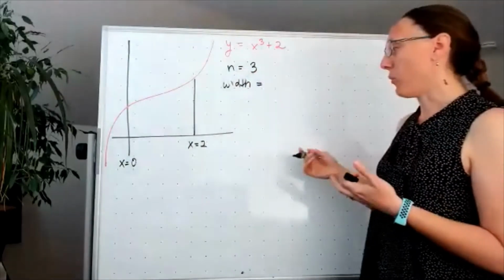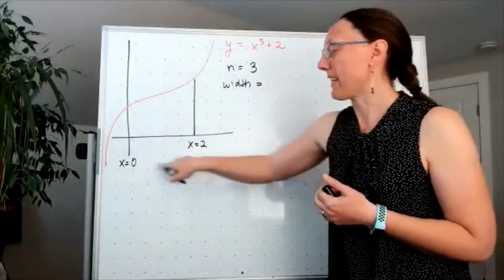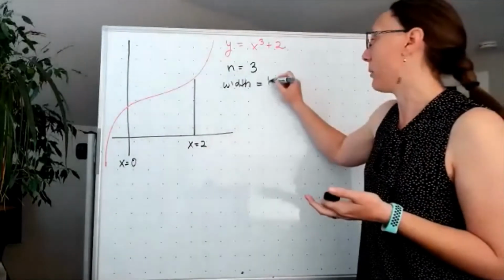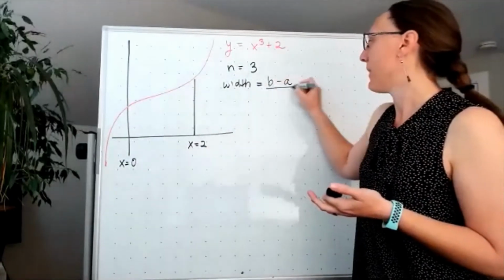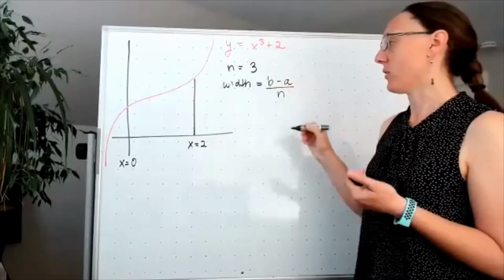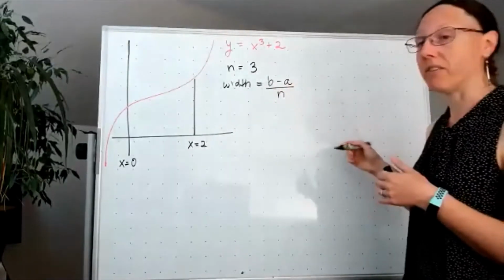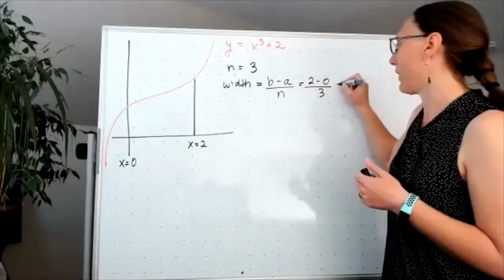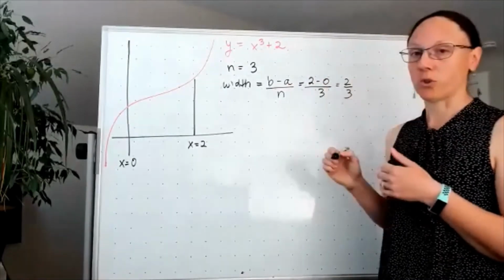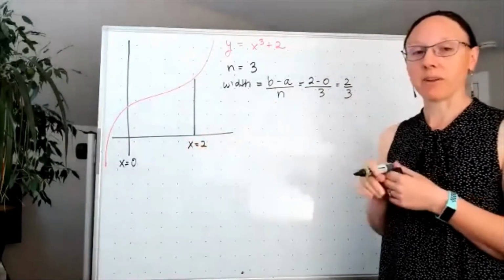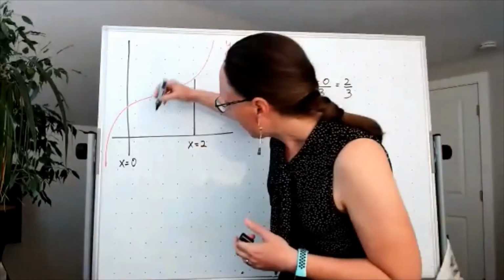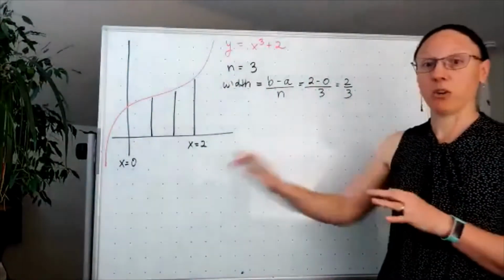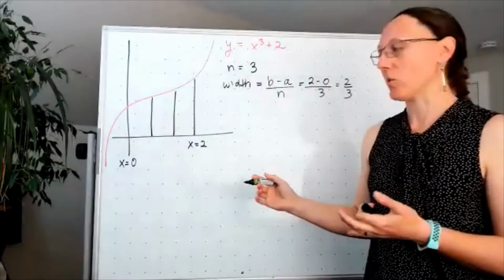I can get that width by subtracting the distance between my endpoints, which we often call b minus a, and then dividing that by the number of rectangles. So in this case, the width of each of my rectangles is going to look like 2 minus 0 all over 3, or 2/3. So when I come down here to my picture, I'm going to draw in the spacing for my rectangles.